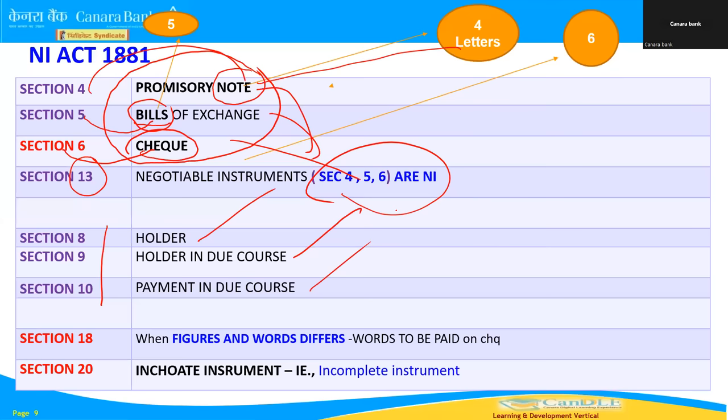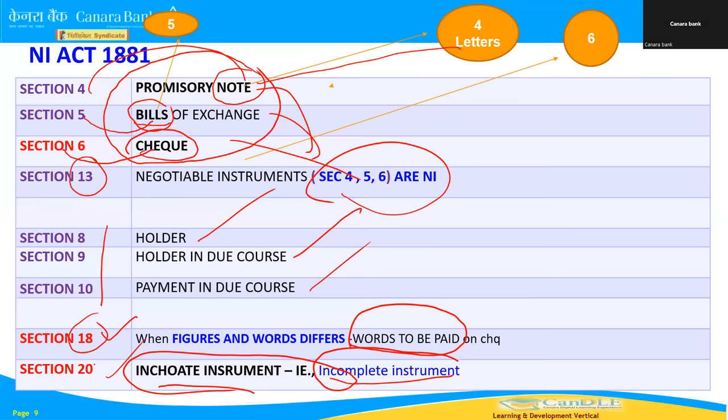8, 9, 10. The next two are very important. 18 and 20. If a check has been drawn and words and figures are different, then the bank has to pay by words. Which section? Section 18. In short instrument or incomplete instrument. What is incomplete instrument? If a check is drawn and something is missing, like date, payee name, or amount, then it is called in short. Incomplete instrument is called as in short instrument, and in short instrument was discussed in section 20 of Negotiable Instruments Act 1881.